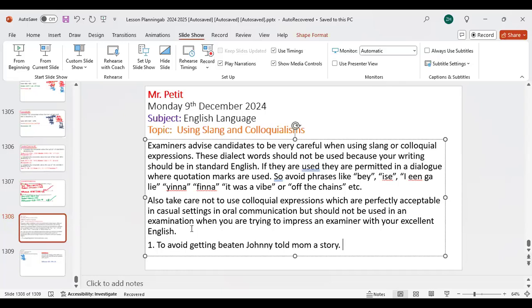What do we usually use? We say, y'all understand what I mean? To avoid getting beaten, Johnny told mom a story. Yes, sir. Trying to distract her. He told her, no. Beat him? No. He's supposed to be like that. Oh, like a lie. A lie, yeah. So don't use story for a lie.